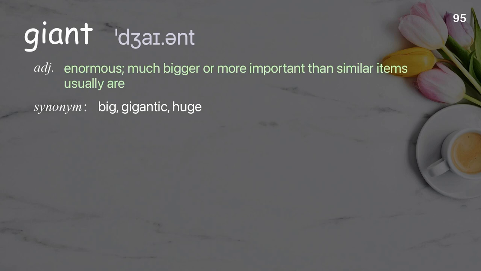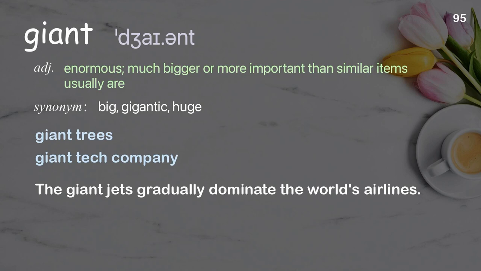Giant. Extremely big, much bigger or more important than similar items usually are. Examples: giant trees. Giant tech company. The giant jets that gradually dominate the world's airlines.